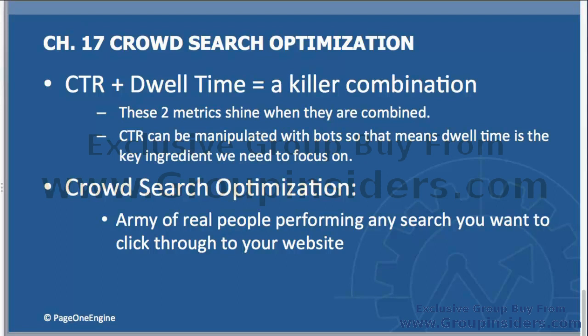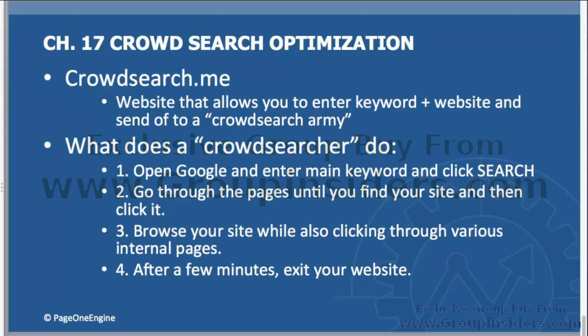Crowd search optimization is simply an army of real people performing any search you want and clicking through to the website. Usually the software for crowd searching runs on a per credit basis, so you're basically paying every time someone does this task. That's good because it's not on a monthly basis, which could be a high cost. Crowdsearch.me is a website that allows you to enter the keyword you want to rank for into their system, which will then be sent off to their army of employees all over the country, who will search your keyword and click through to your website. It's really cool software.